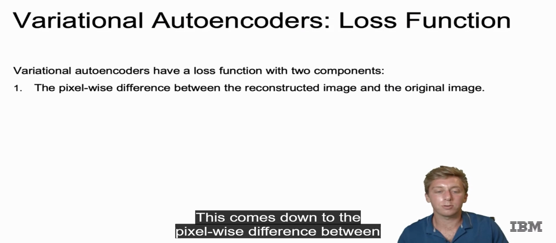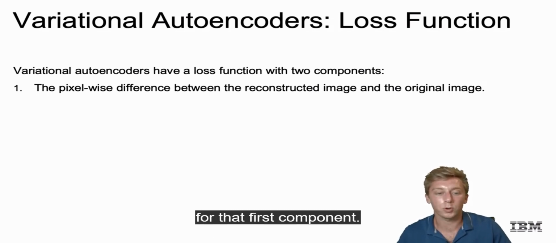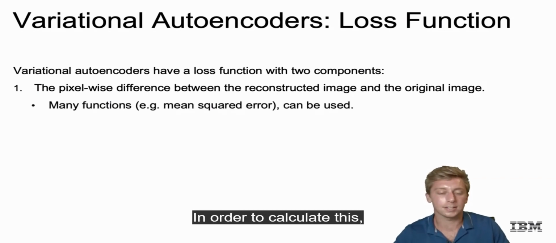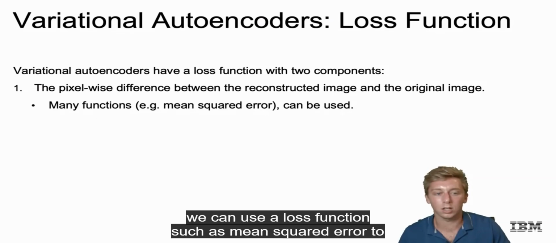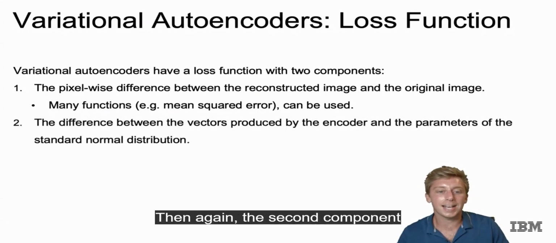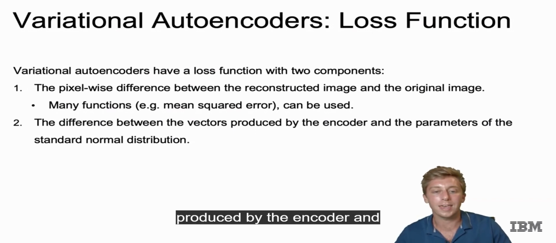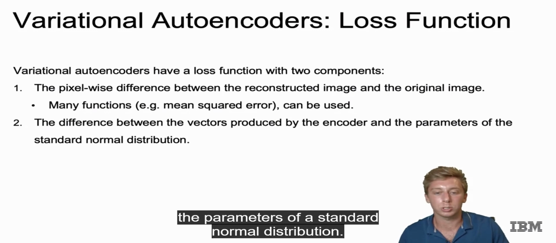So this comes down to the pixel-wise difference between the reconstructed and original image for that first component. And in order to calculate this, we can use a loss function such as mean squared error to see the distance between the reconstructed image and the original image. And then again, the second component will be the difference between the vectors produced by the encoder and the parameters of a standard normal distribution.